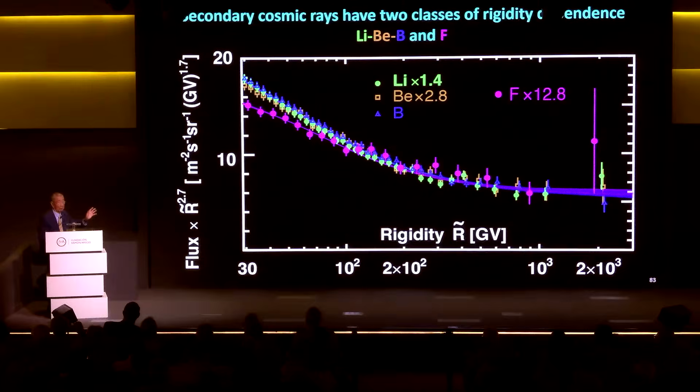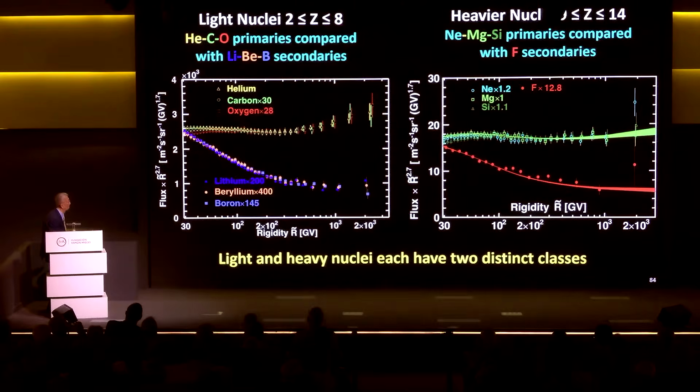Cosmic rays come in all directions, different energy, different property, but their energy dependence is exactly the same. Not predicted by any model. And then if I look at light nuclei between Z equals 2 to 8, you have two classes: helium, carbon, oxygen, primary cosmic rays, and lithium, beryllium, boron, secondary cosmic rays. For Z of 9 to 14, you have neon, magnesium, silicon in one dependence, fluorine has another dependence.